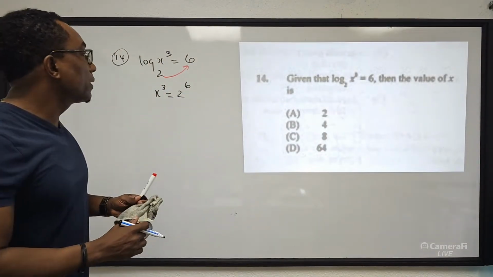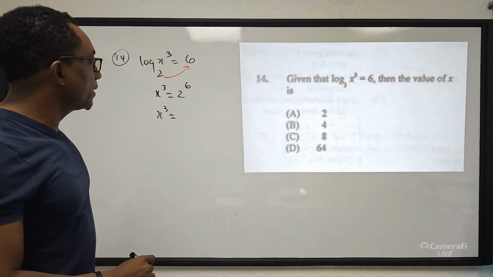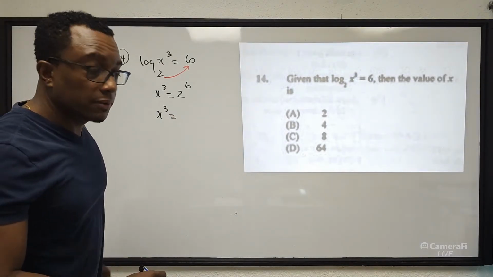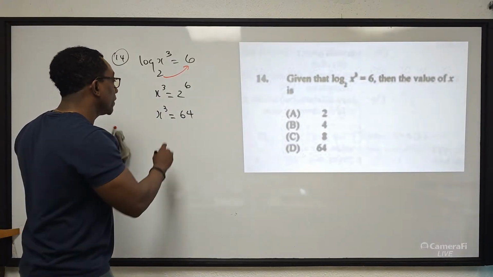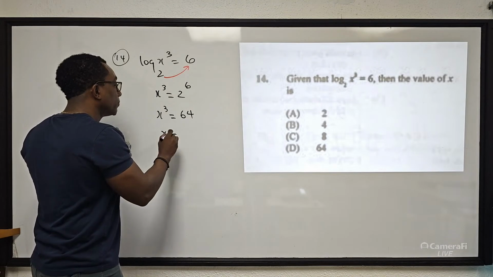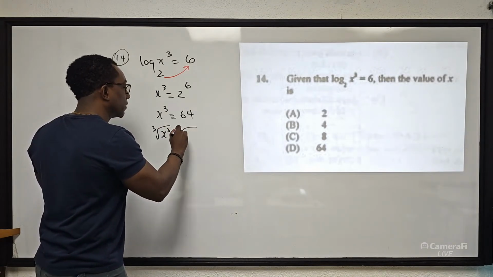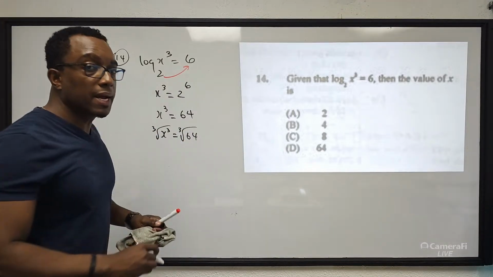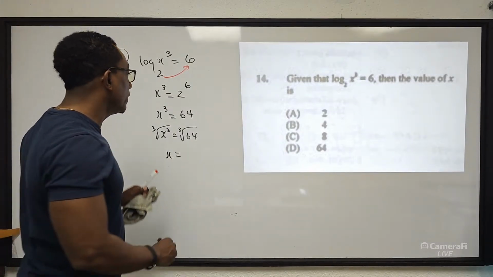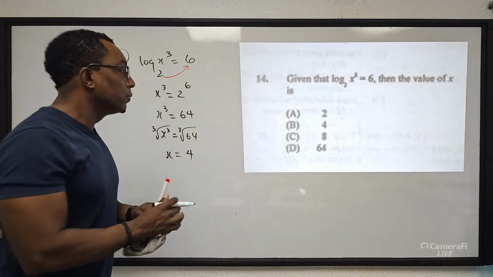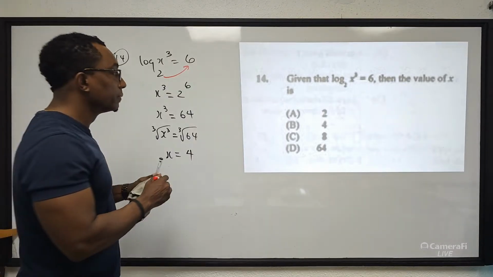So to find x, what are we going to do? This becomes x cubed equals 2 to the power of 6, which is 64. And therefore, to find x, we find the cube root of both sides. So the cube root of x cubed becomes x, and the cube root of 64 will be 4. So the answer for question 14 is B.